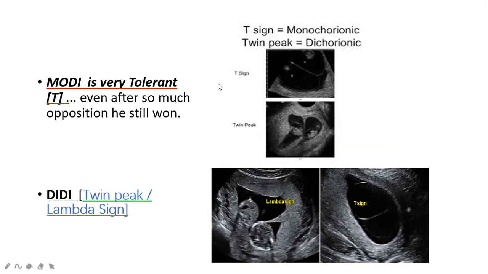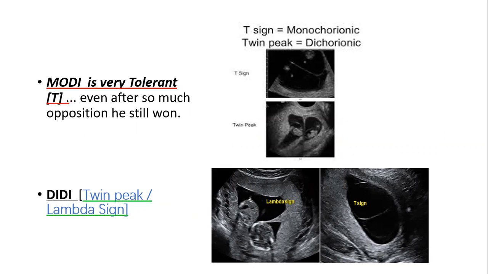So you know Modi, right? He's our PM. He's so tolerant even after so much opposition. Like he still won. He's so tolerant. He's not losing his seat. So just a silly mnemonic once again. Modi is so tolerant. Tolerant means T, right? Modi is so tolerant, T, that after so much opposition, he's still not giving his seat to anyone, right? So Modi is tolerant, he's not losing his seat. So T, Modi sign means T, right? T sign is seen in Modi, just like this, you remember.